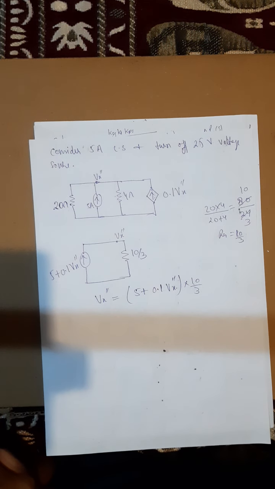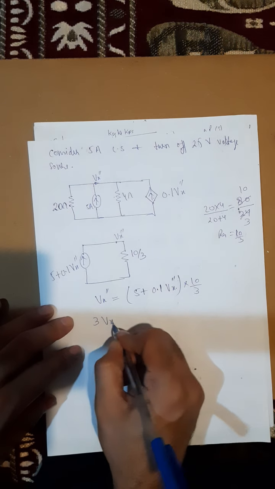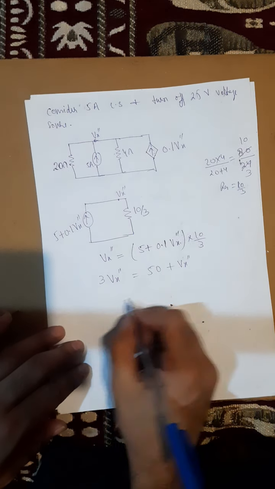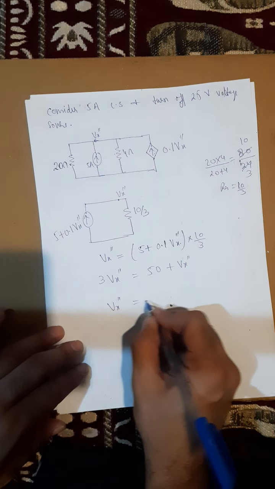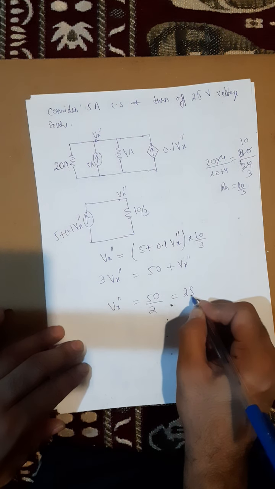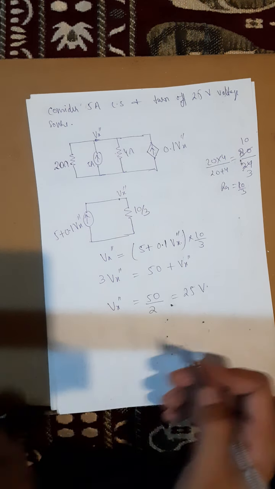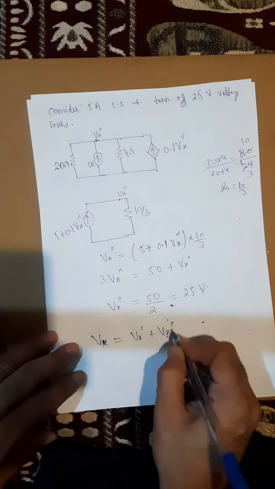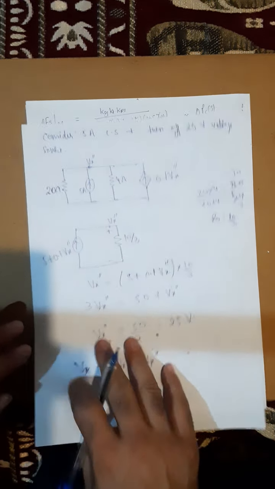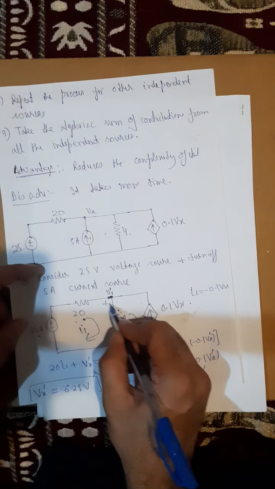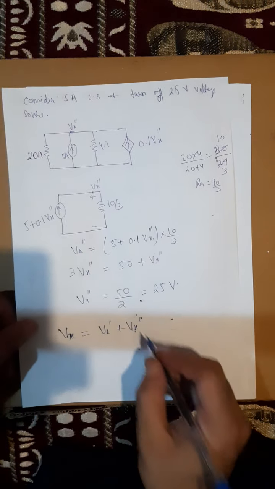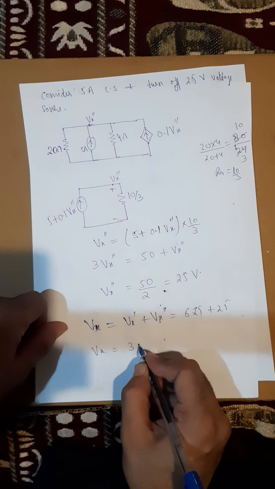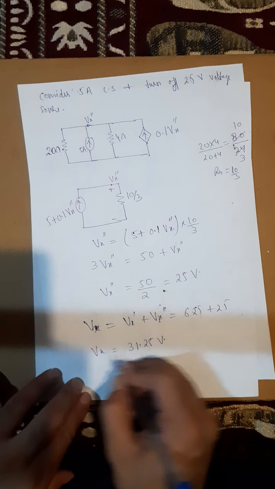So if you solve this problem, what will you get? You will get thrice Vx double dash is equal to 50 plus Vx double dash. So if you solve this, you will get Vx double dash is equal to 50 by 2, which is equal to 25 volt. Okay, so what will be Vx? Vx will be by the superposition theorem Vx dash plus Vx double dash. So the polarity is plus minus here, and again here the polarity was plus minus, so both will get added. So it is 6.25 plus 25. So Vx is nothing but 31.25 volts.